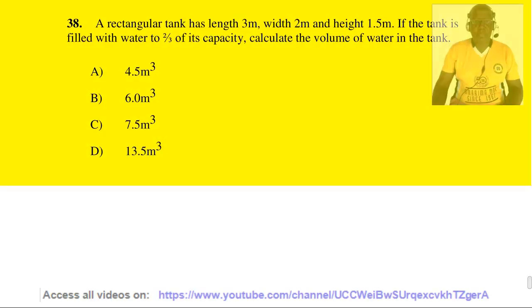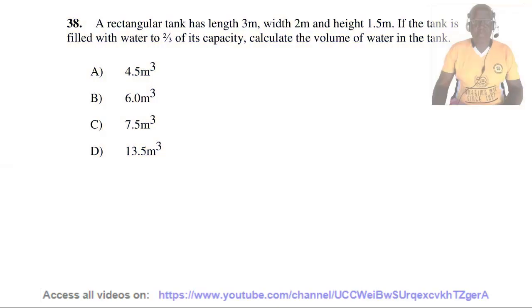Question 38. A rectangular tank has length 3 meters, width 2 meters and height 1.5 meters. If the tank is filled with water to 2/3 of its capacity, calculate the volume of water in the tank. Possible answers. A. 4.5 meters cubed. B. 6.0 meters cubed. C. 7.5 meters cubed. D. 13.5 meters cubed.